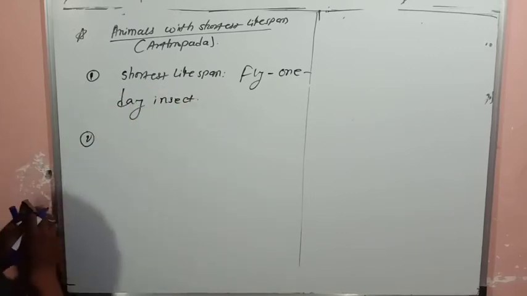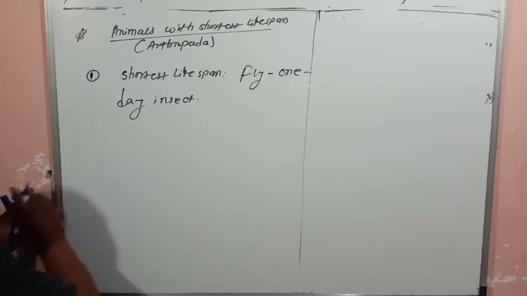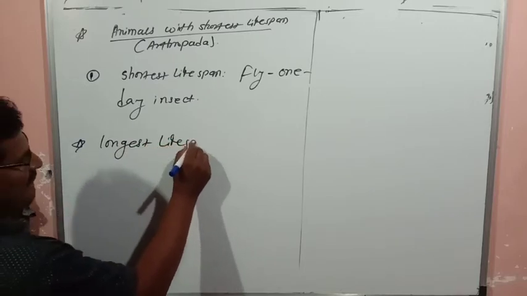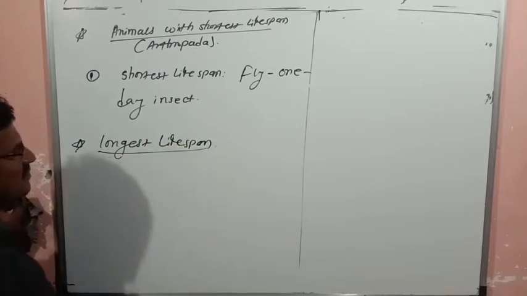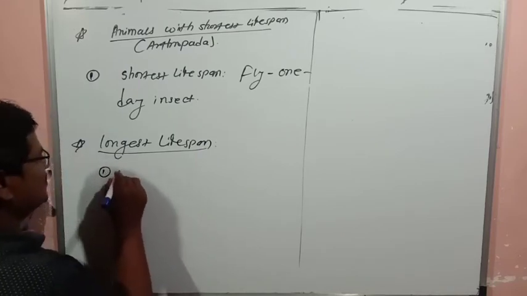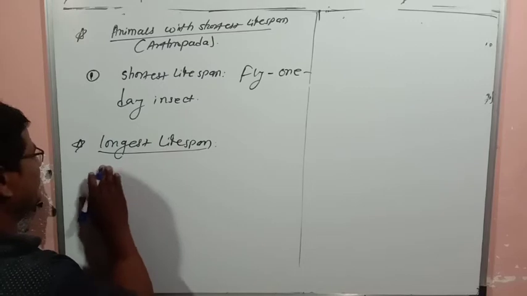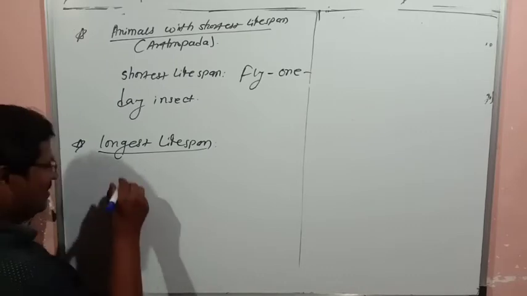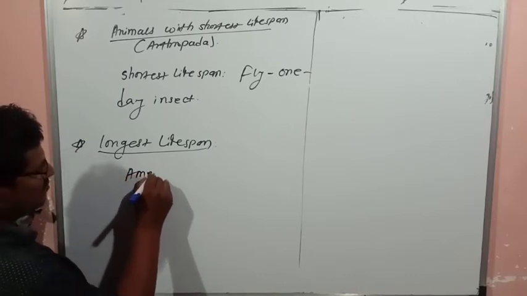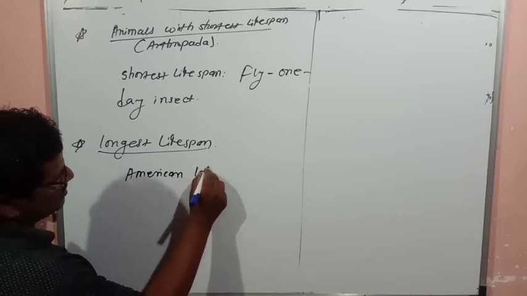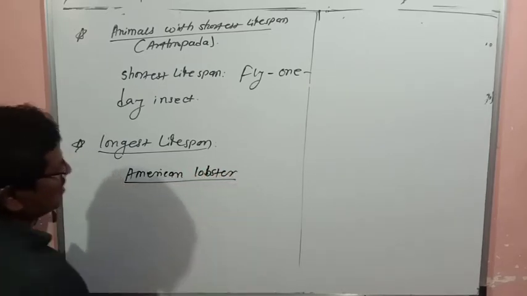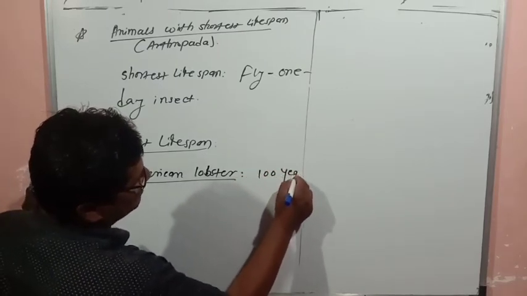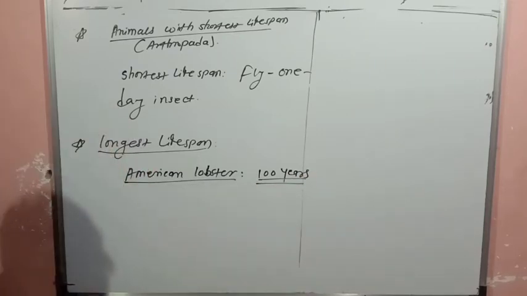And next, the longest lifespan. Which animal is there? An example of an animal with the longest lifespan: the American lobster. The American lobster's lifespan is near about 100 years. 100 years is the lifespan of the American lobster.